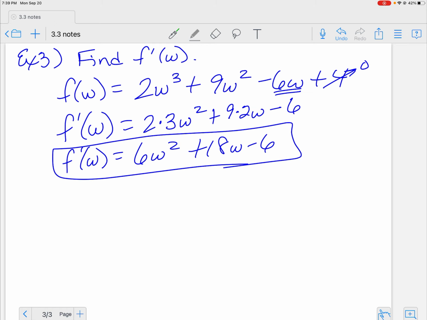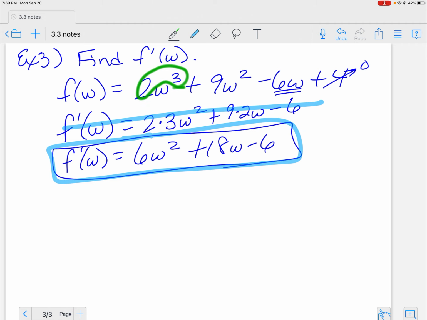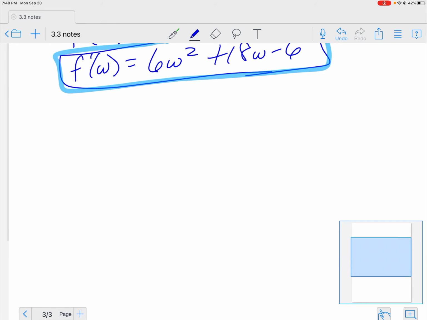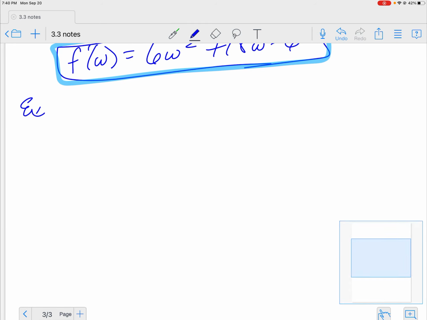And honestly, I would have been 100% on board if you wouldn't have written this line and just gone straight to here. Right? 2 times 3, you know that. Subtract 1 from it. 9 times 2 is 18, you know that. Subtract 1 from it. And then you just got your negative 6. Cool, right? Wow, look how revolutionized we're getting with our derivatives. We're going to be derivative champions of the universe. I feel it. All right, here's example 4.